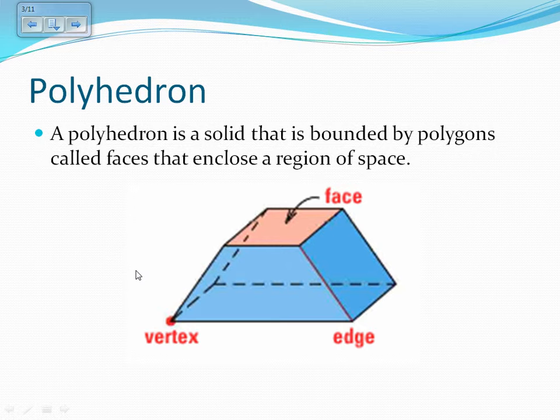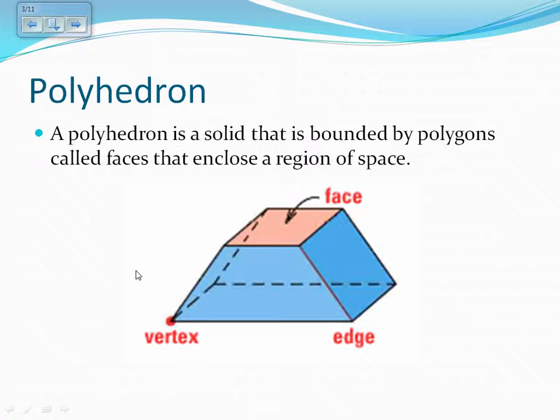So, the first thing we got to talk about, what is it? A polyhedron. Once again, don't need to take notes. Just pay attention, right? A polyhedron is a solid that is bounded by polygons. Okay? All those polygons are called faces.